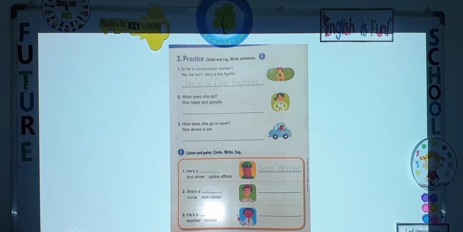Now what you have to do is to write the sentence. She helps sick people, on the line with good handwriting, nice handwriting like yours. She helps sick people. Now write.